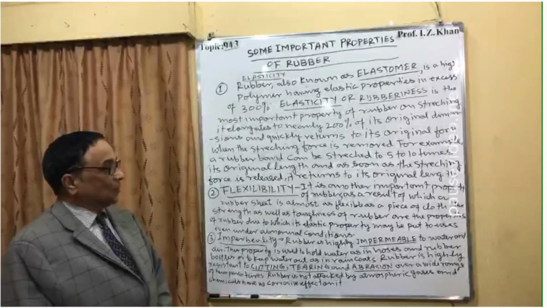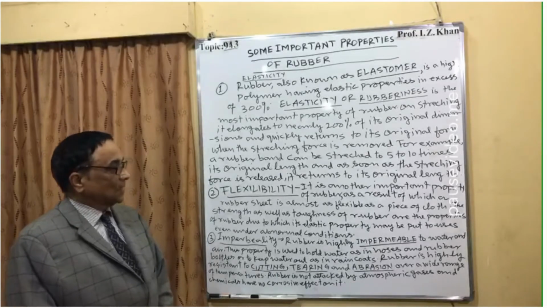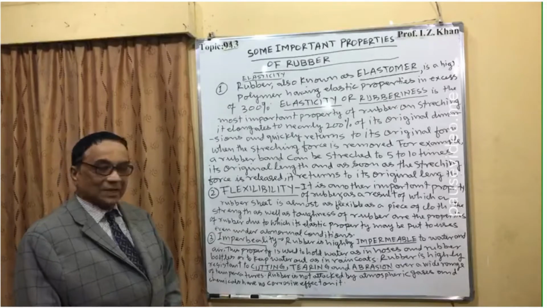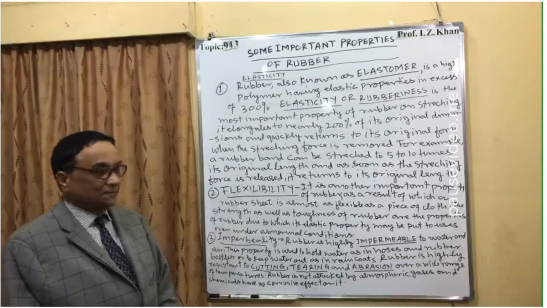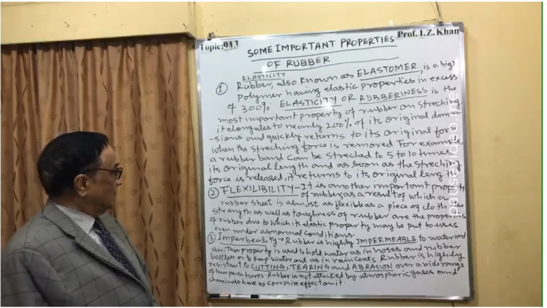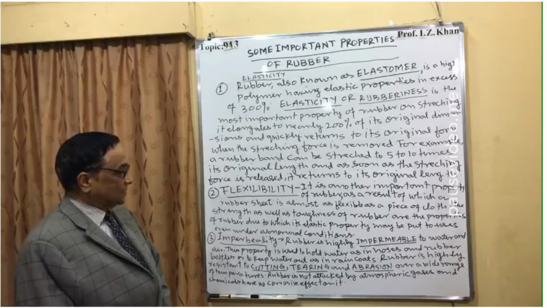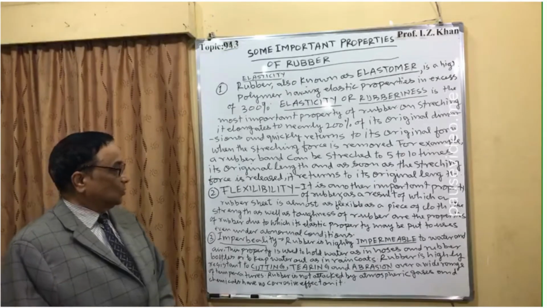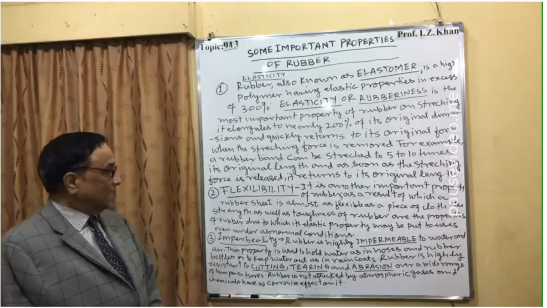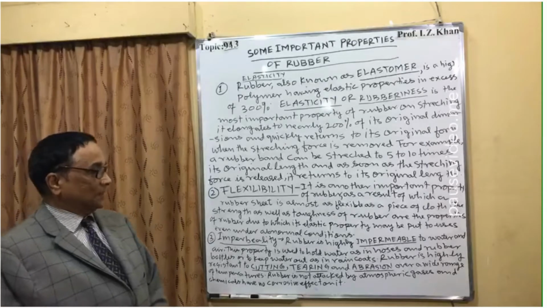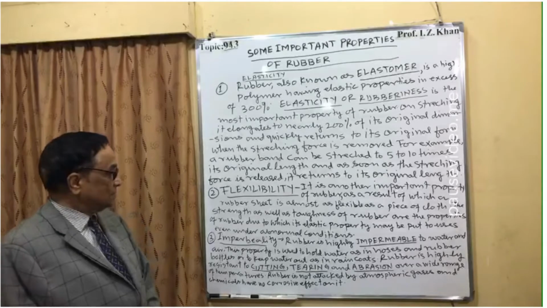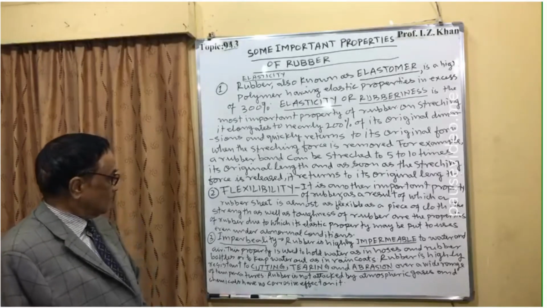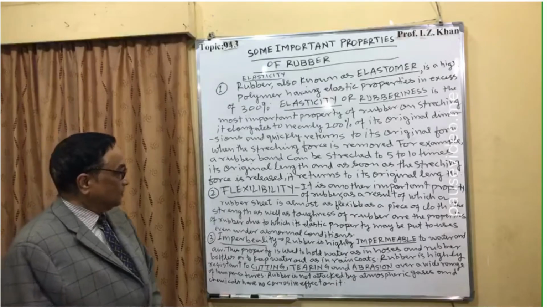It is another important property of rubber, as a result of which a rubber sheet is almost as flexible as a piece of cloth. The strength as well as toughness of the rubber are properties due to which its elastic property may be put to use even under abnormal conditions. Number 3, impermeability.